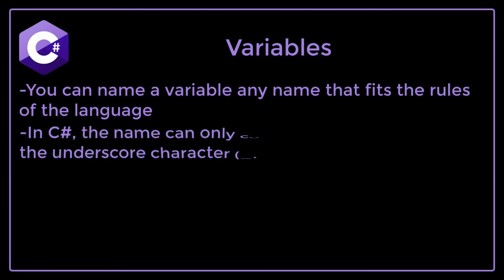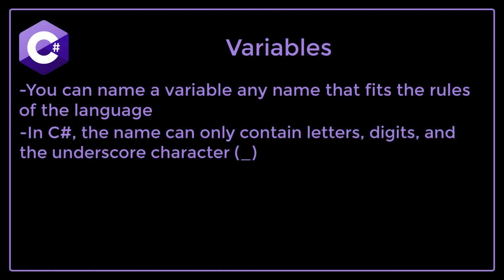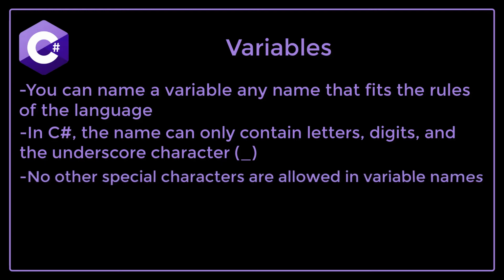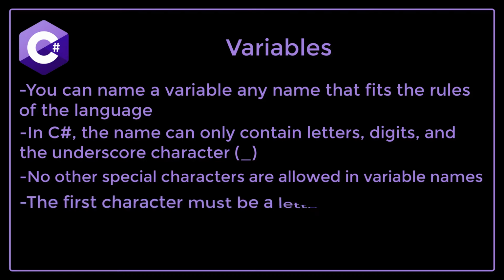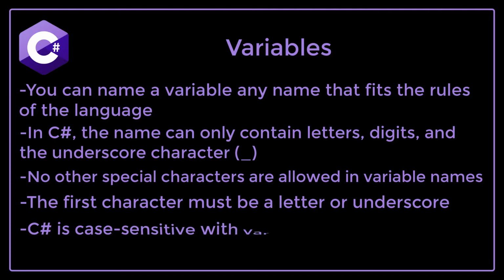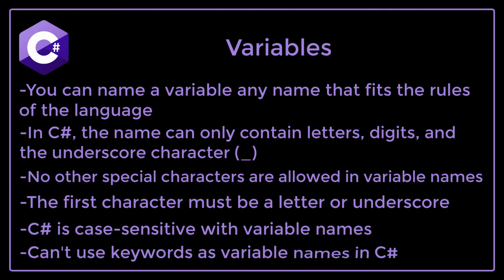In C#, the rules for a variable name are as follows. The name can only contain letters, digits, and the underscore character. No other special characters are allowed in variable names. The first character of the variable must be a letter or underscore. C# is case sensitive with variable names. There is a list of C# keywords that have special meaning in C# that can't be used as variable names. We will learn about each of those keywords in a later section of the course.